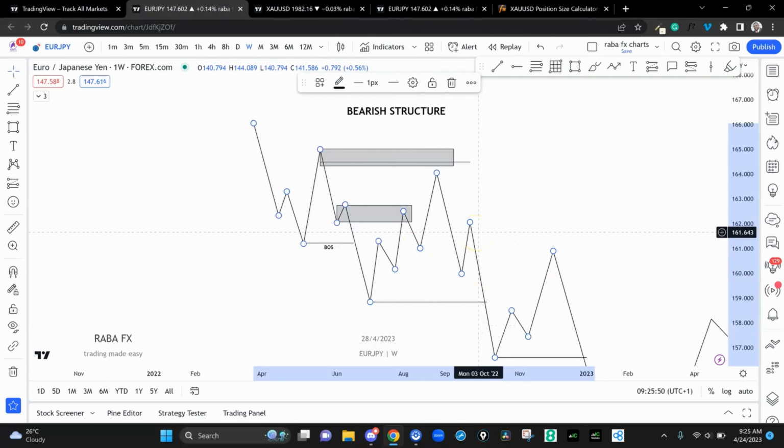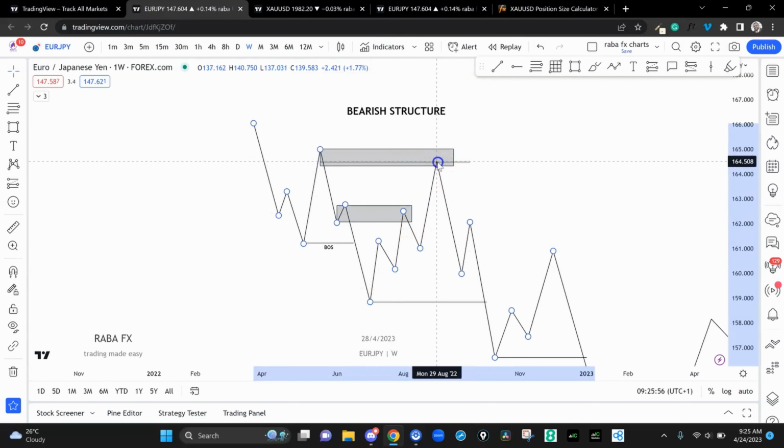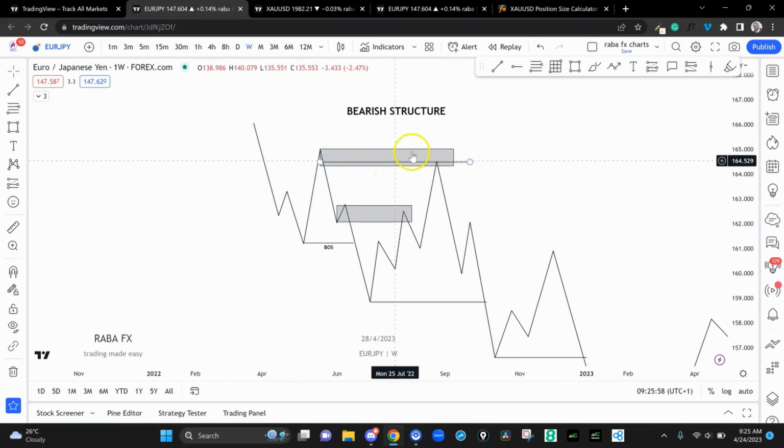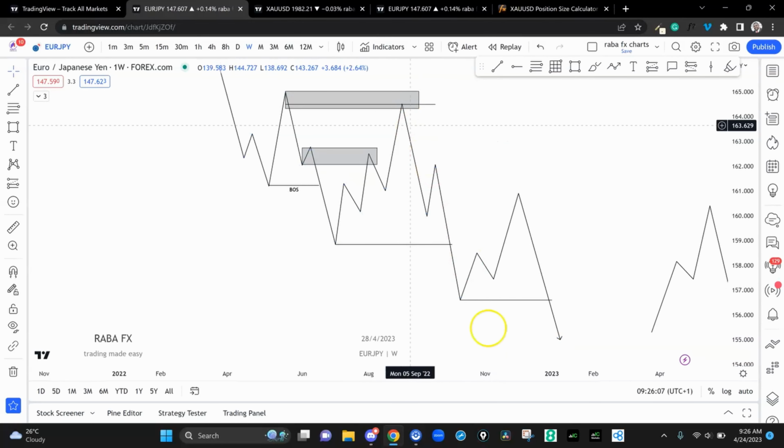Now sometimes market structure does not move to break structure from here. Instead, it might seek deeper pricing, meaning it has to trade back to the origin. And these have a higher percentage than this in that instance. And from here, you can see we broke structure.